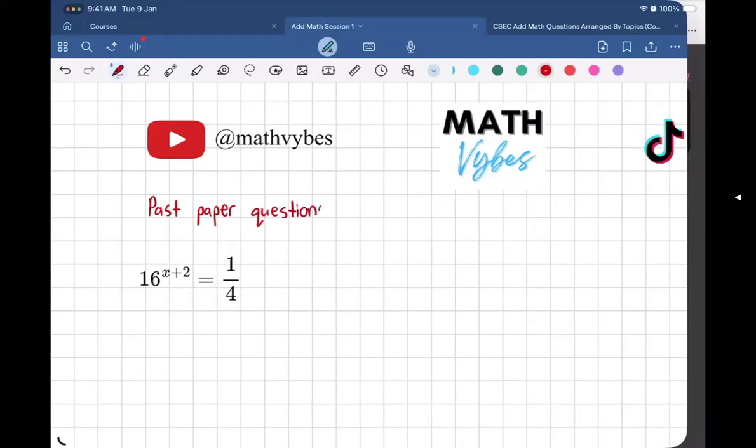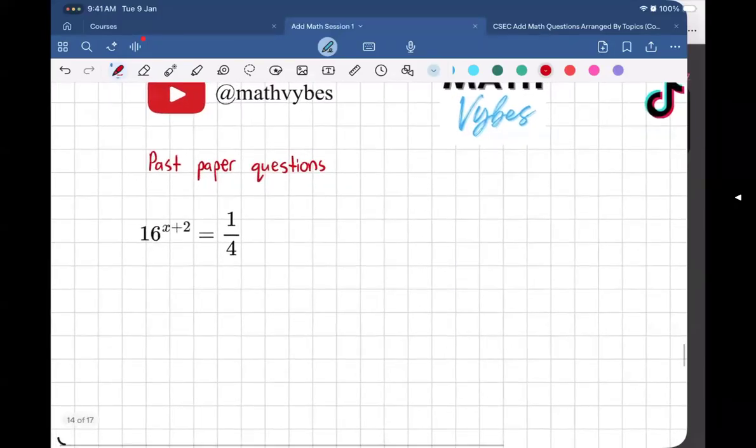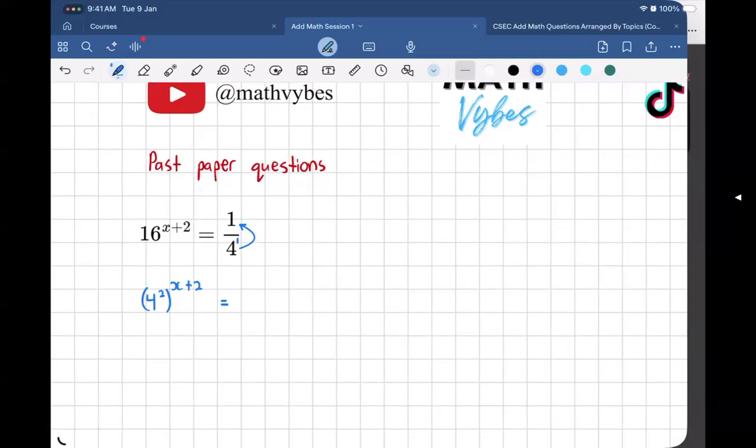All right, Shay, let's run through this. When you look at this, what common base do you think you should end up with? 4, right? I could write 16 as 4 squared. I'll write that in brackets, then x plus 2. And you think I should leave that as 1 over 4? Well, you could change it to 4 to the power of negative 1, because it's understood to be 4 to the power 1 here. If I change the position, it becomes 4 to the power negative 1.